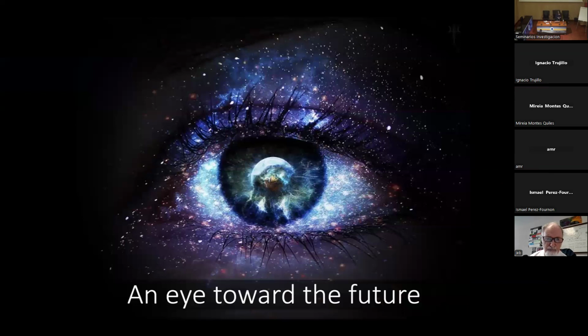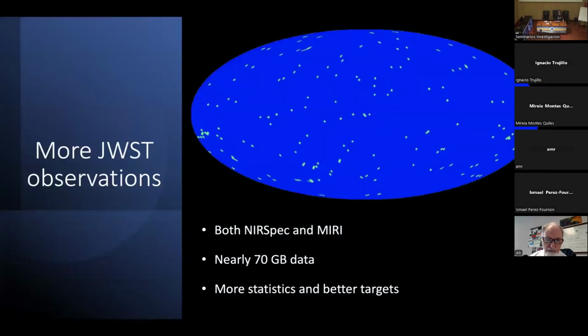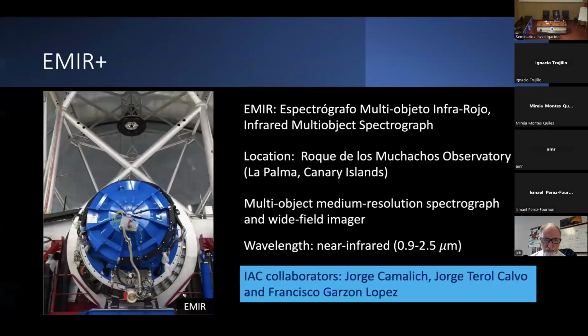And now in the last minute, probably, that I've left, I want to tell you a little bit about other ideas that I'm working on. So the preliminary results that I showed you were with 1 gigabyte of data. Now we just downloaded 70 gigabytes of data that I still have to play with from both NIRSpec and MIRI. The good thing is that MIRI is looking at other wavelengths. So that means that I will be able to expand way more the masses that I'm exploring. And again, more statistics, better targets. It should improve what I've already done. So that's one natural follow-up.